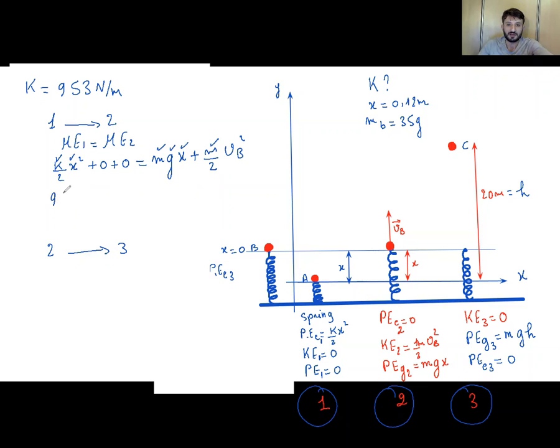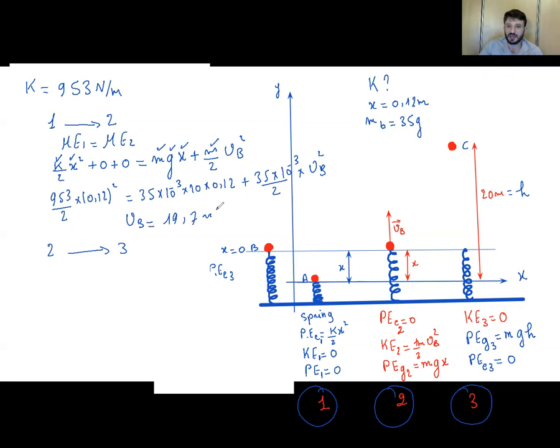We have 953 divided by 2 times 0.12 squared equals m, 35 times 10 to the minus 3, times 10 times x, plus m, times 10 to the minus 3 divided by 2, times VB squared. We can calculate VB equals 19.7 m per second. Okay, this is about the states 1 and 2.